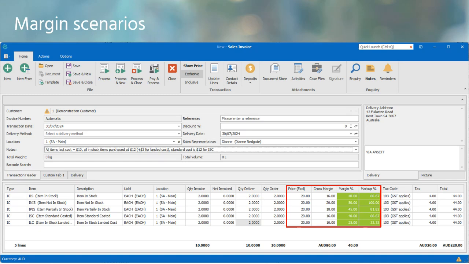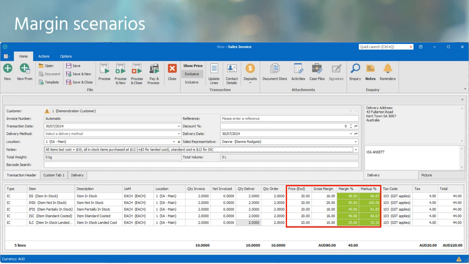So again, apologies, even though we've kept this fairly high level, it does still have that potential for confusion there. So just to reiterate, all items had a last cost of $10. All of the in-stock items were purchased at $12. Our final line had an extra $3 per unit of landed cost, and we had a standard cost of $12 for the standard costed item on the fourth line there. So that's the scenarios that we just looked at.